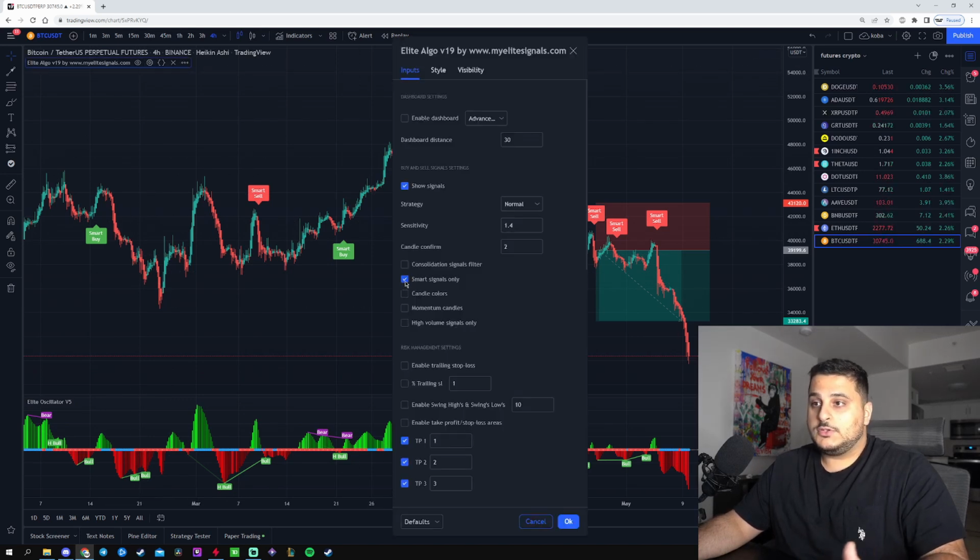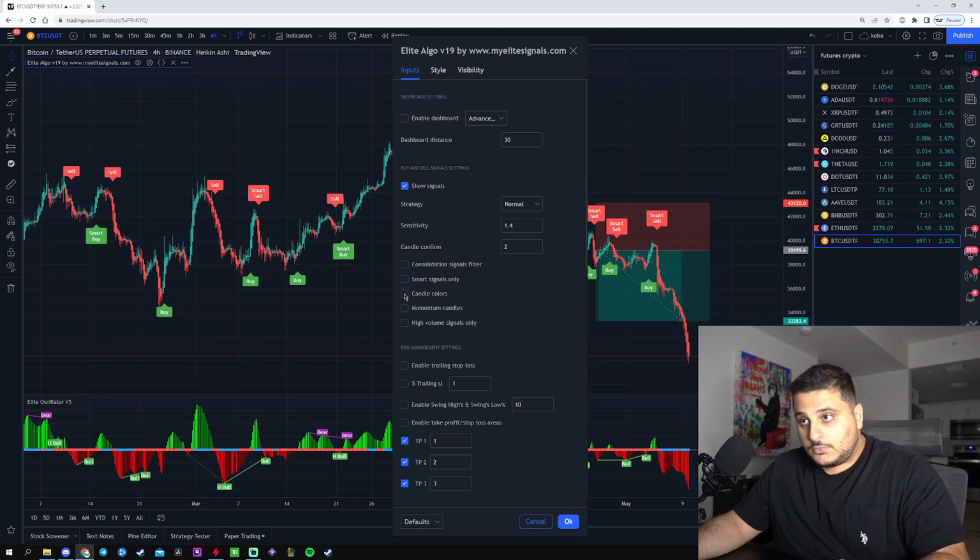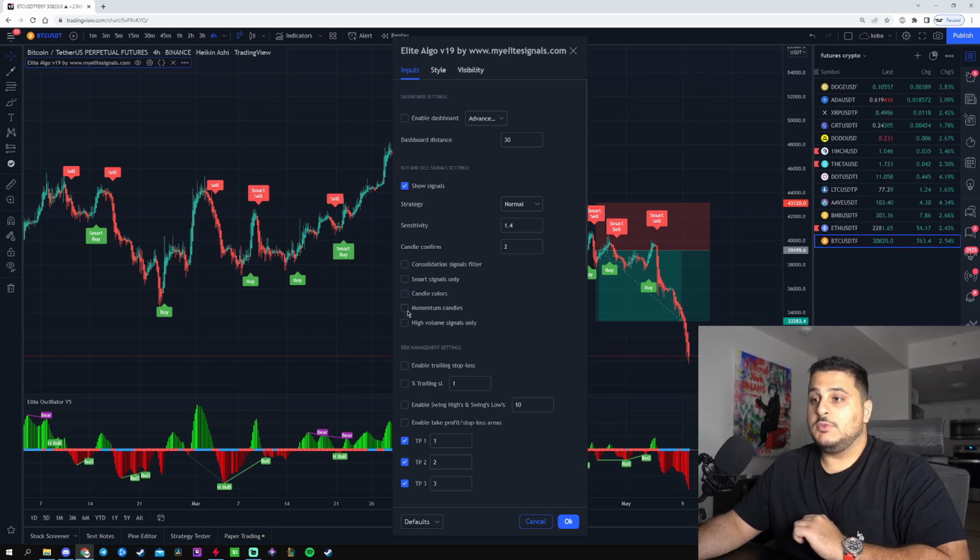Now, if we go back into the settings icon, what we're going to do here is talk about the other filters. So this one right here, candle colors, very simple. All it does is change the colors of the candles to match the buy and sell signals. Extremely simple, not really that important. Underneath it is actually a very good setting that I like to use myself.